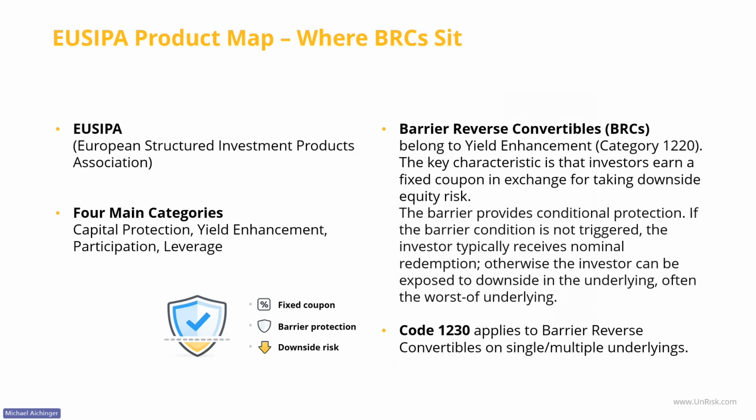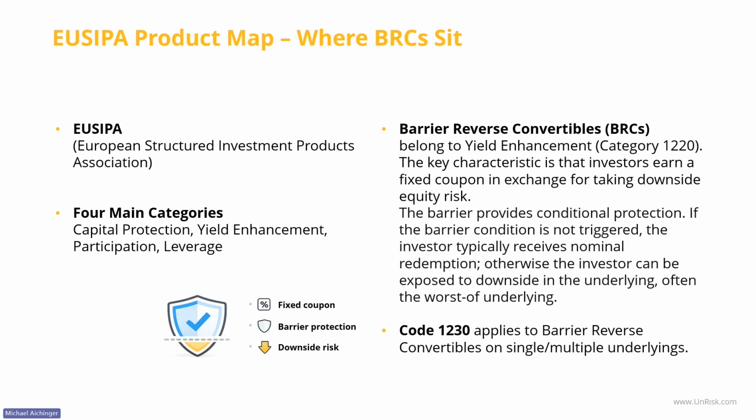The EUSIPA product map and where the PRCs sit. EUSIPA is the abbreviation for the European Structured Investment Products Association. And basically, they cover four main categories: the capital protection, the yield enhancement, the participation, and the leverage. The barrier reverse convertibles, this is category 1220 and 1230, depending whether the barrier reverse convertibles have certain features, belong to yield enhancements.